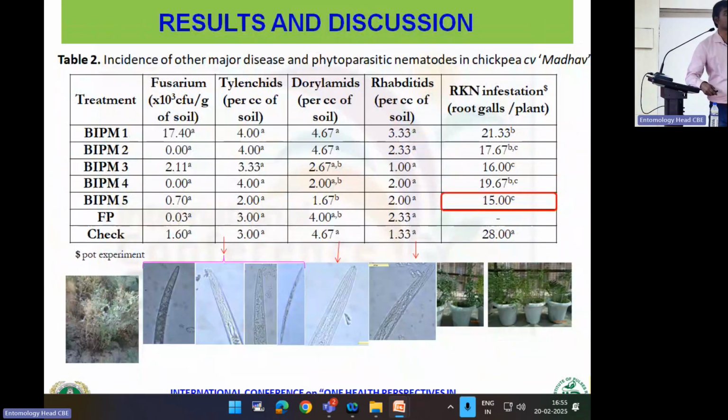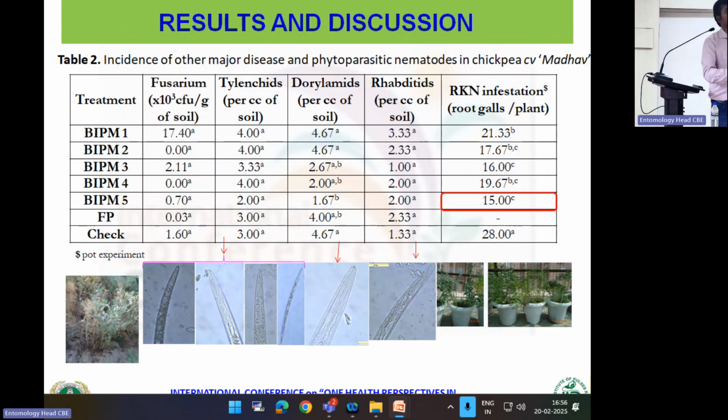Further, from the soil samples, we had not found any significant difference in the presence of Tylenchids and Rhabditids in the soil sample. Fusarium also showed no significant difference in the soil samples we had collected. In the pot experiments, we noted the root galls per plant were lowest in module number 5, that is having chickpea plus mustard as the intercrop.